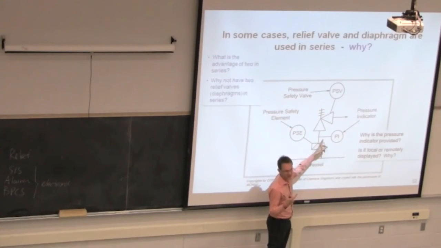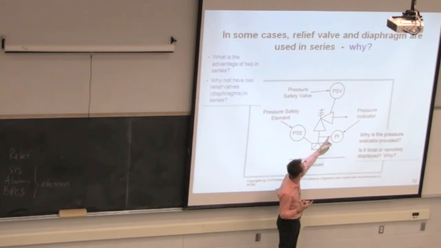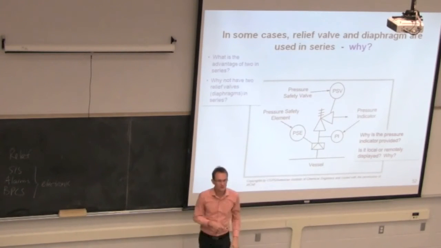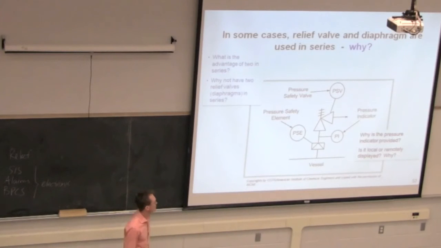We have a pressure indicator. We've already spoken about that. Why is this pressure indicator here? And then we have a safety relief valve after that. Why do we have two in series? You have a relief diaphragm first and then your regular pressure relief valve on a spring. Why two in series?